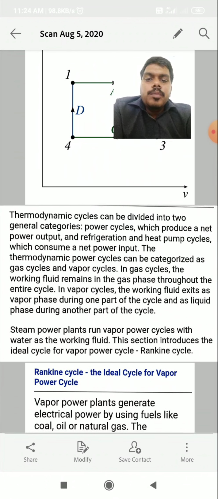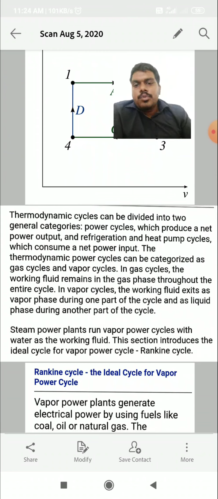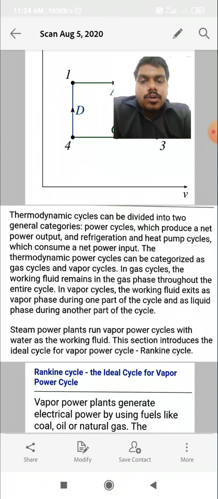So, thermodynamic cycle, from your exam point of view, there is a thermodynamic process of steam. A thermodynamic process or cycle can be divided into two general categories. Remember this point. There are actually two thermal categories.